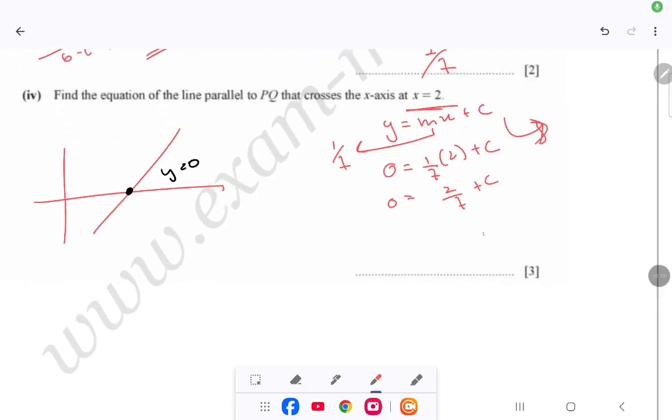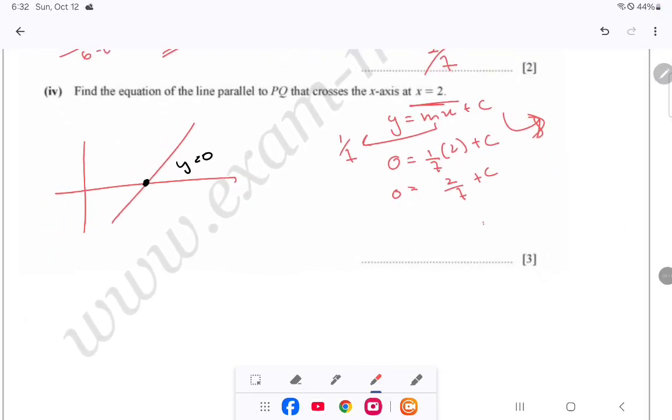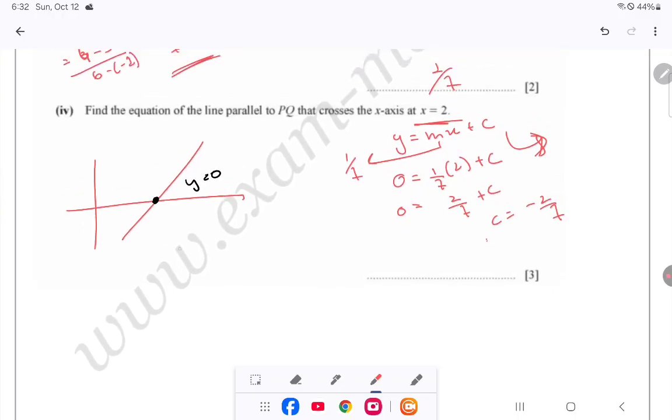If we subtract both sides by 2 over 7, c will become negative of 2 over 7. This is the value of c. y is equals to mx plus c. So y is equals to m, we already know, 1 over 7 x plus c is negative of 2 over 7.